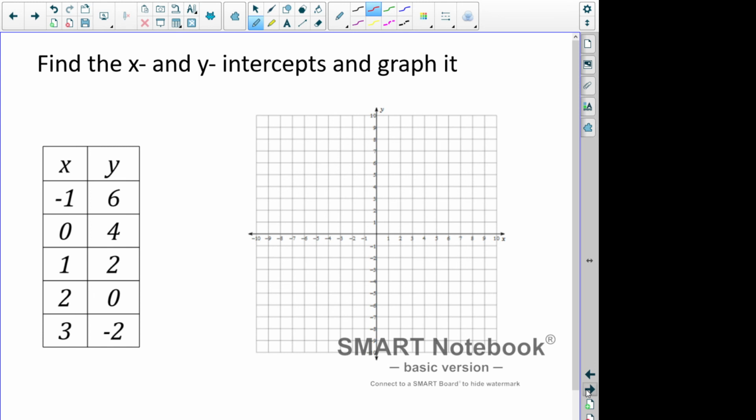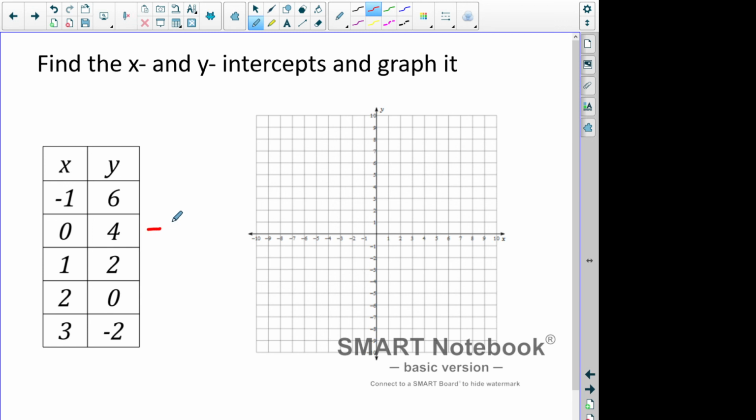So here, it gives me a table of values, and it asks me to find the x and the y intercepts and to graph that. Now, I could graph each one of those 5 points and draw a line through it. Okay, that would be one way to do it. But I don't really need to graph all 5 points. To graph any line, all I need are 2 points. And so I'm going to take some easy points here. And so I notice that, look, right here, my x-coordinate is 0.